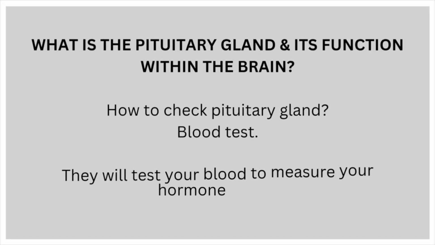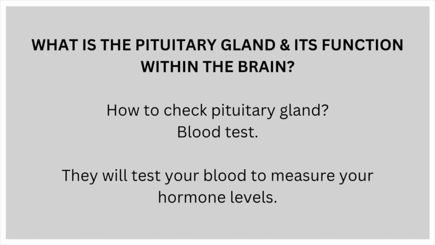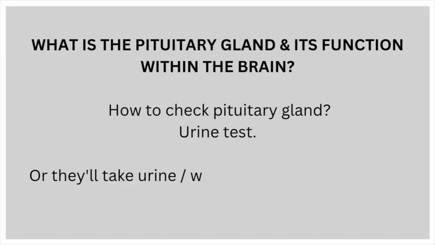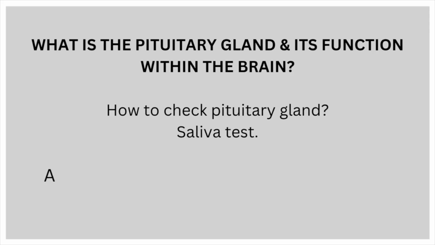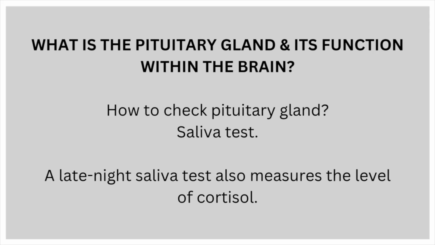How to check the pituitary gland? Blood tests. They will test your blood to measure your hormone levels. Or they'll take urine samples over 24 hours to measure levels of cortisol, a hormone produced by the adrenal gland. Saliva test. A late night saliva test also measures the level of cortisol.